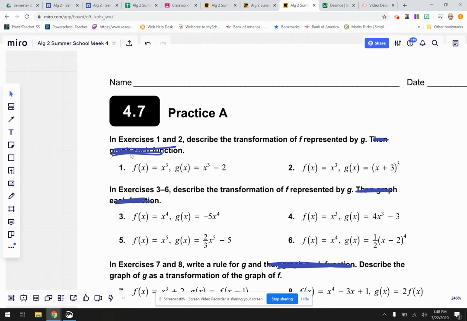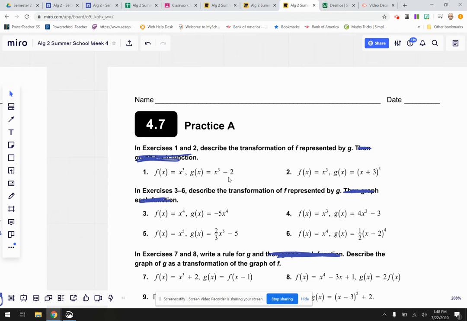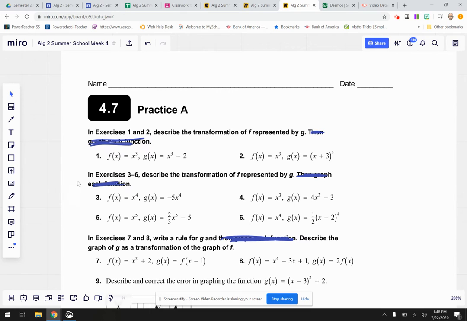I crossed out the "then graph the function." We've already graphed many of them on Desmos. I don't need you to type them in again and put your screenshots on there. I just want you to know what the numbers do to the graph. Okay, just know what the numbers do.